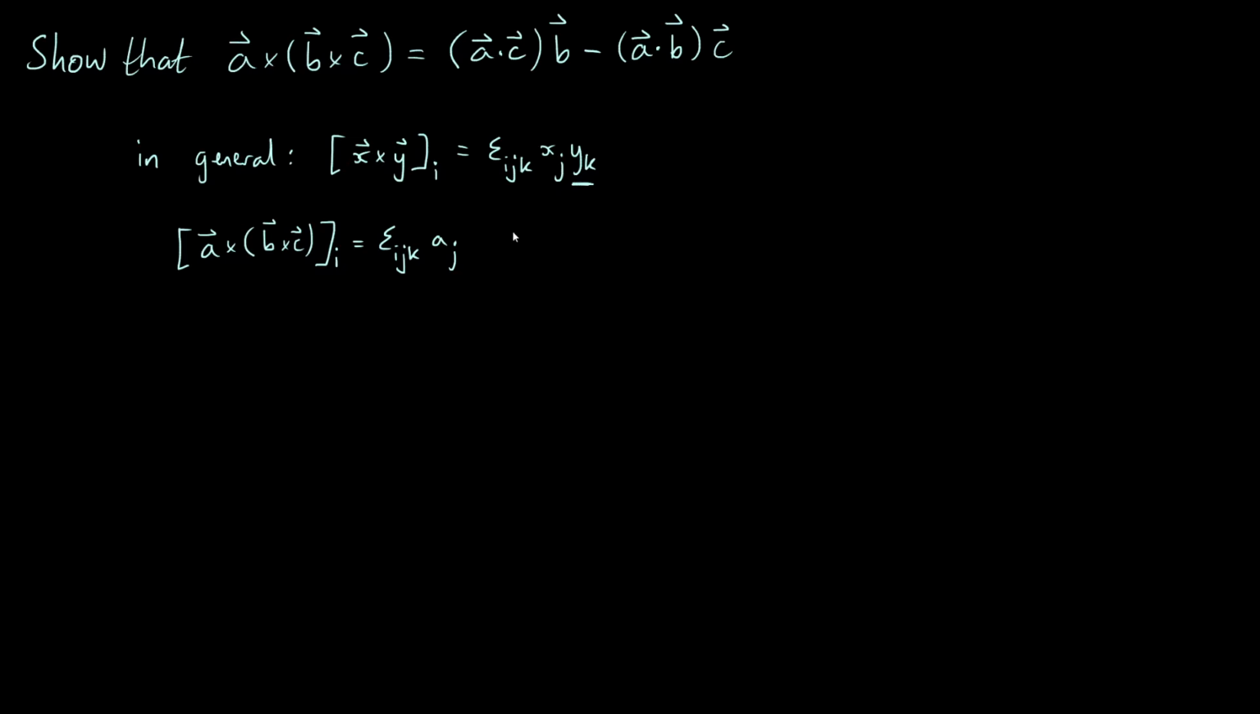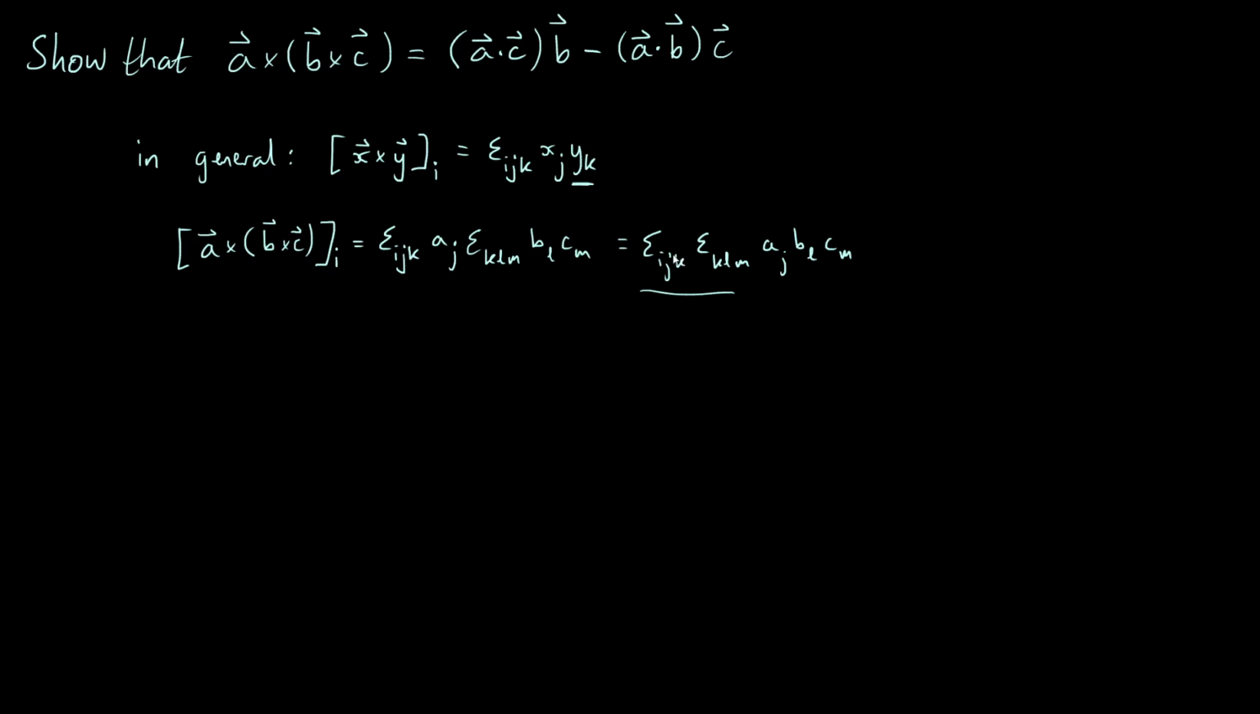So we have to take the kth component of B cross C. We're going to have to introduce some new indices, and we can write that as epsilon klm times bl cm. So we've got two epsilons because there are two cross products. Let's put the epsilons together, so we get epsilon ijk, epsilon klm, then aj, bl, and cm.